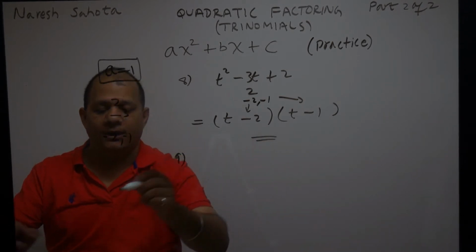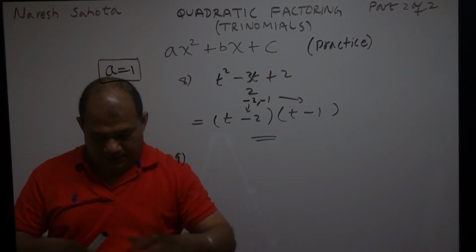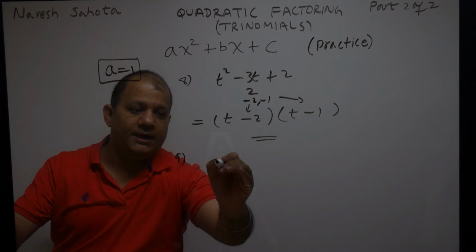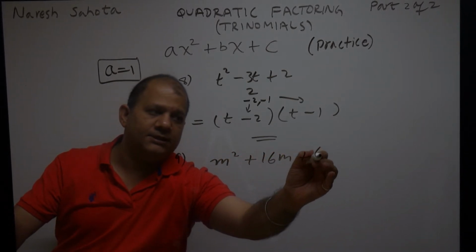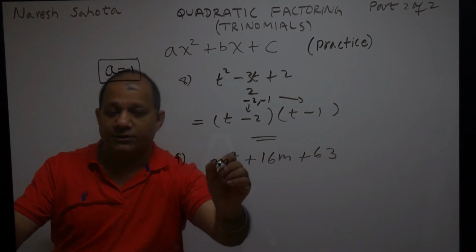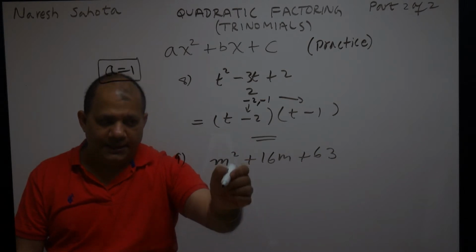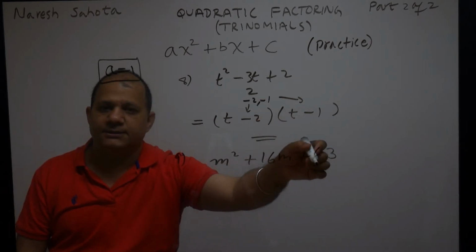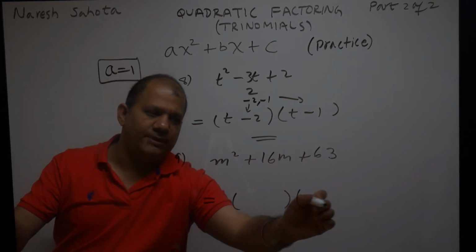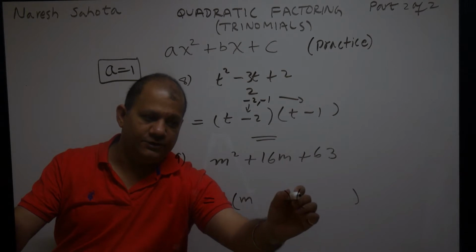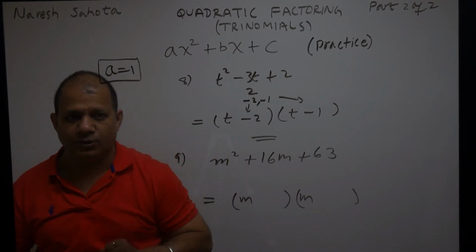Okay, so now let's look at number 9. We have m squared plus 16m plus 63. So we're using the letter m, but is it a trinomial? Is it quadratic? Yes, it is. ax squared, bx, and c, right? m squared, m to the 1, constant. So yes, it is quadratic, so make two sets of brackets. The first term will be m and m, because m times m gives us m squared.